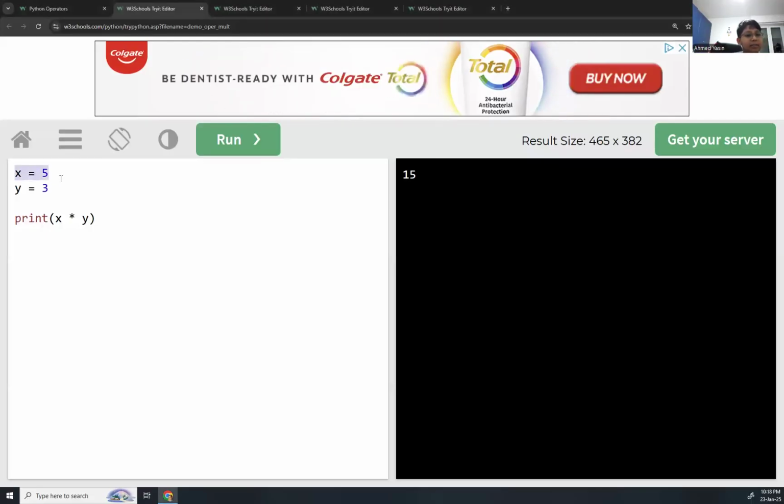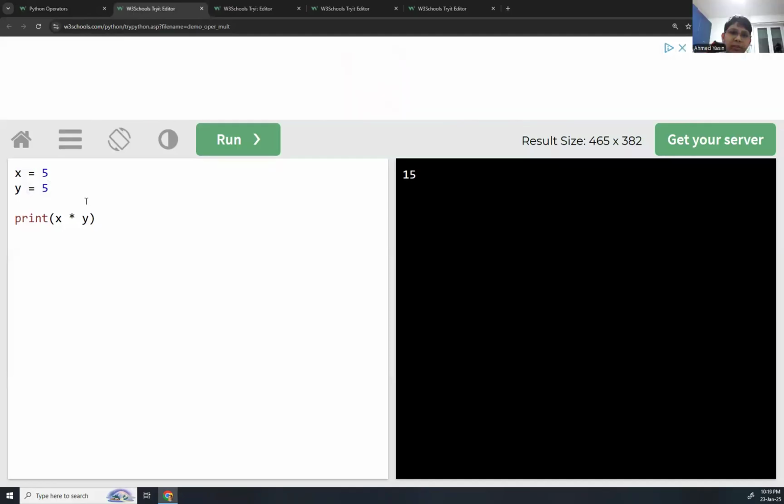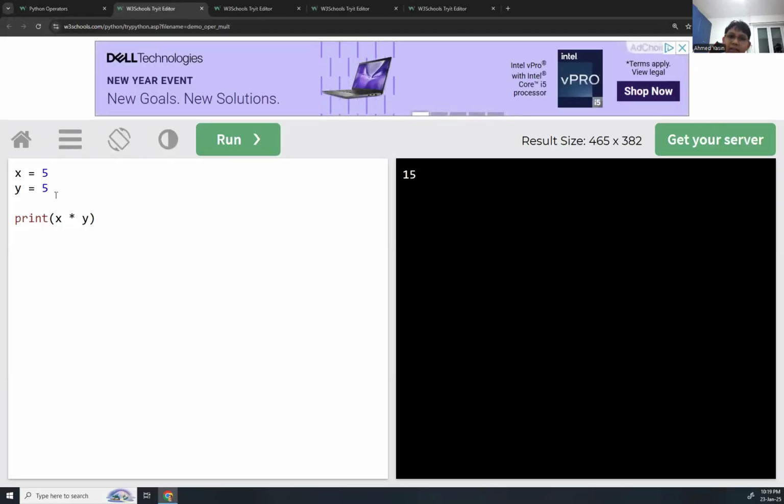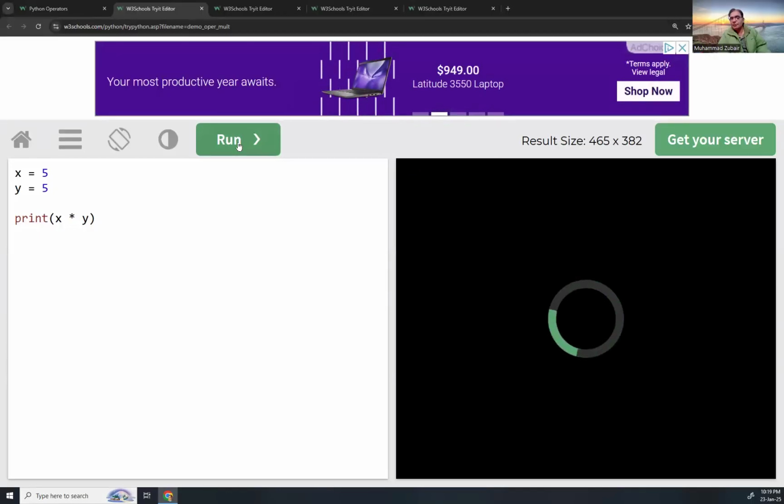The 9 times table only reaches to 5, okay, 10. So look at the screen. x has a value of 5 and y has a value of 3. If we multiply 5 by 3, what will be the answer? 15. And if we multiply 5 with 5, it's going to make 25.